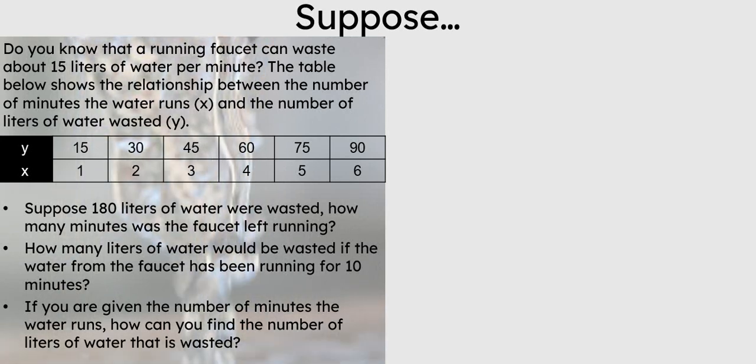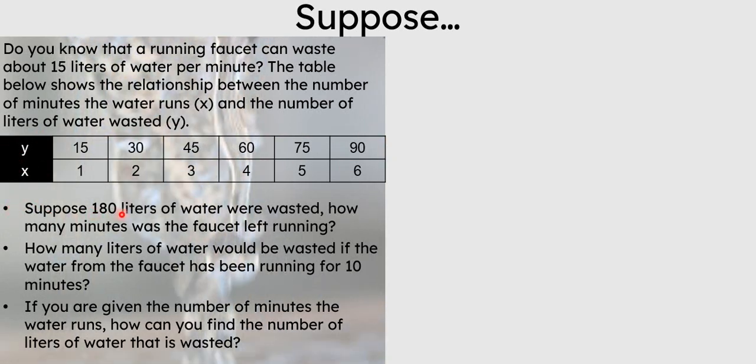Now, relations are not just seen merely in numbers, in symbols, that is purely mathematics. We can see it also all around us. Now, suppose, do you know that a running faucet can waste about 15 liters of water per minute? The table below shows the relationship between the number of minutes that the water runs, which are our x values, and the number of liters of water wasted, which are our y values.